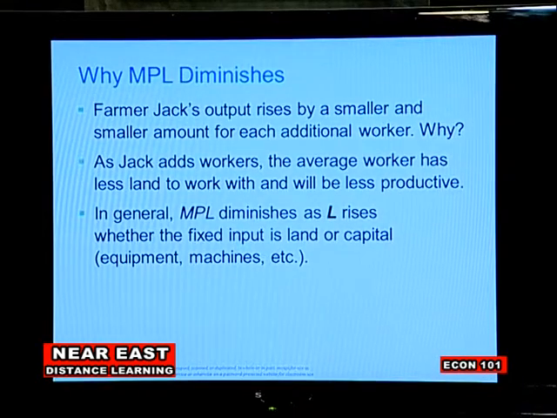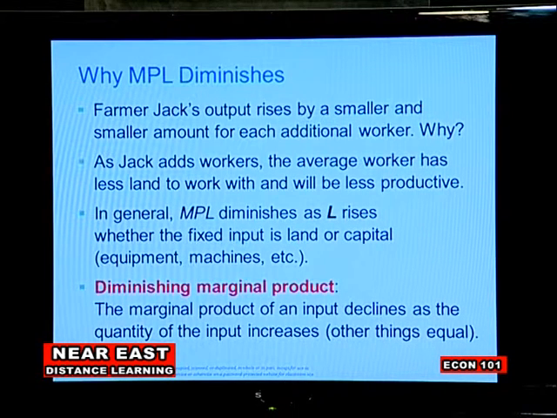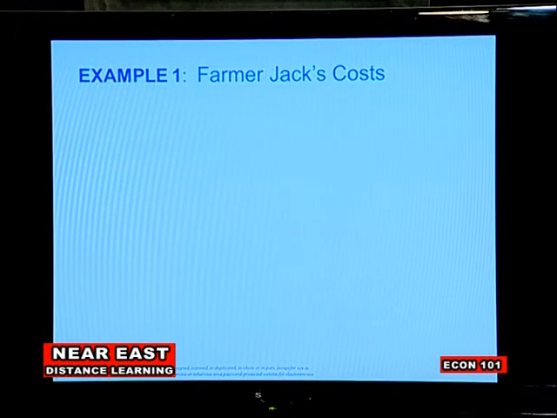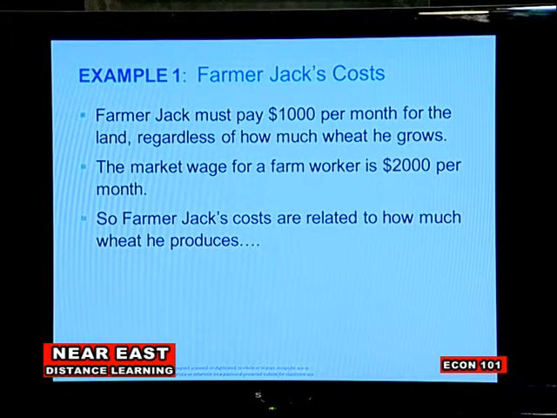So because of this, marginal product of labor diminishes as labor, as L, rises, whether the fixed input is land or capital. So diminishing marginal product is when the marginal product of an input declines as the quantity of the input increases, other things equal.